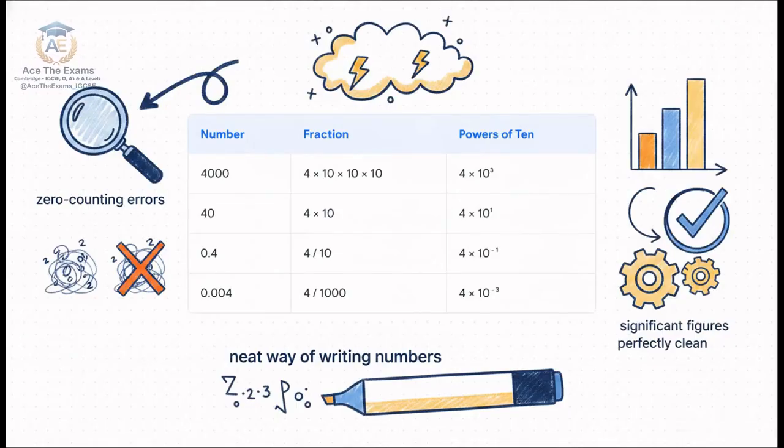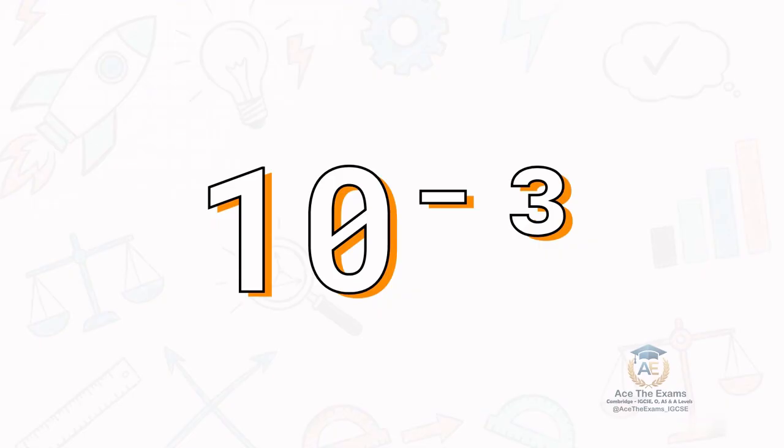Using the powers of 10 shorthand prevents those devastating zero-counting errors and keeps your significant figures perfectly clean for the examiner. It's a really neat way of writing numbers, especially if they are massive or microscopic. Think about how 4,000 becomes 4 times 10 to the power of 3, and 0.4 becomes 4 times 10 to the negative 1. Let's look at an even smaller value. If a measurement value is 0.004, recognizing that it's exactly 4 divided by 1,000 instantly tells you the prefix shorthand is 10 to the power of negative 3. Mastering this notation stops you from losing calculation marks due to a clumsy decimal slip.